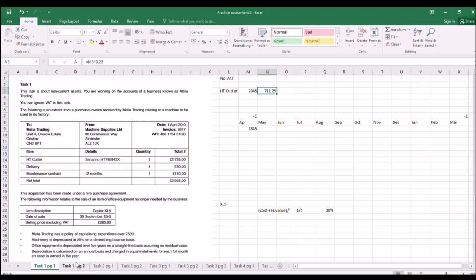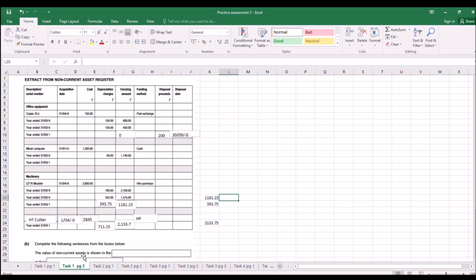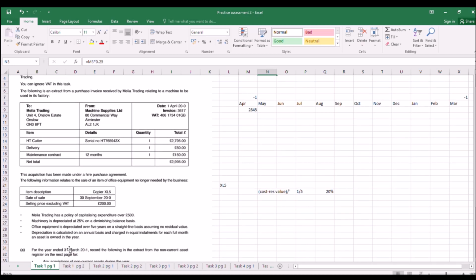So remember, 5 years was 20% with no residual value. Yeah, so we're now just going to go through our office equipment. Now this was based on the full year, each full month the asset is owned. So when did we sell it? We sold it on the 30th of September, so the end of September. So we owned it October, November, December, January, February, March. Yeah, so with our fingers we calculate that, and that's 6 months.